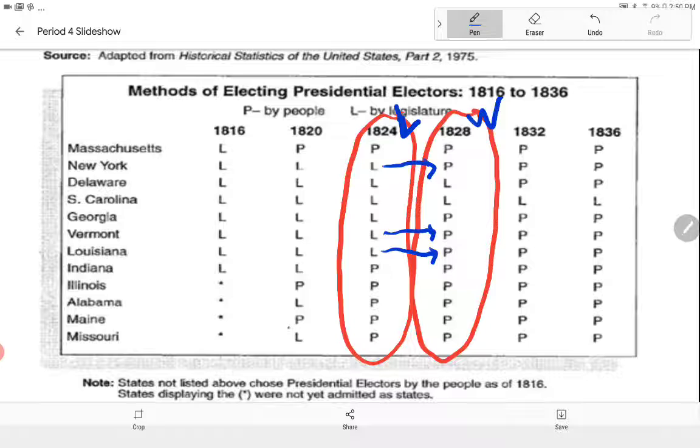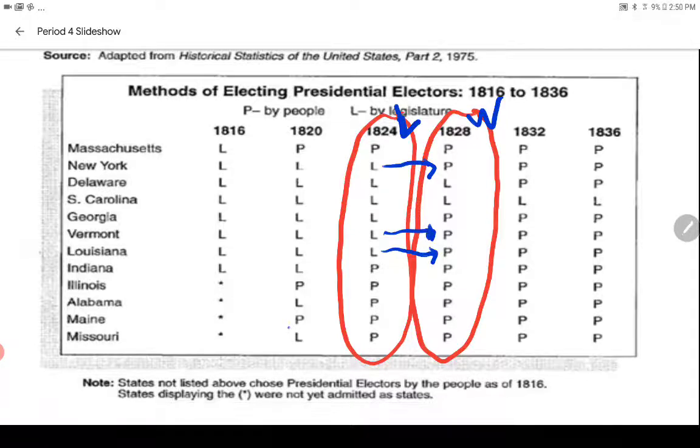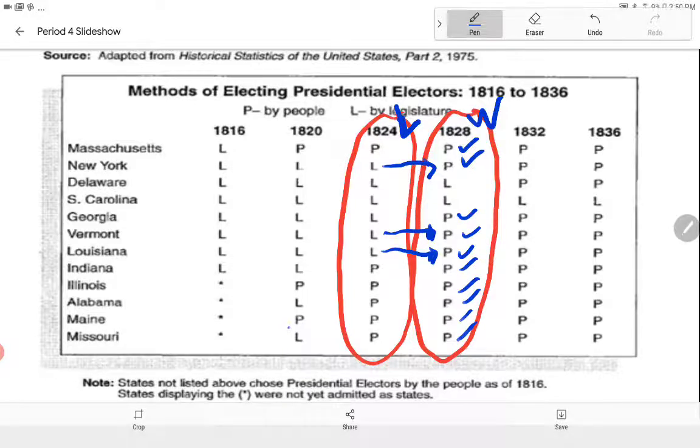All right. Now, who are the states that still have legislators? Delaware and South Carolina, southern states, Louisiana. They are one of the last states to decide to go to the popular vote. Some folks look at things like slavery as one of the reasons. But by 1828, most folks have the popular vote to select the president. It is no longer the state legislature.